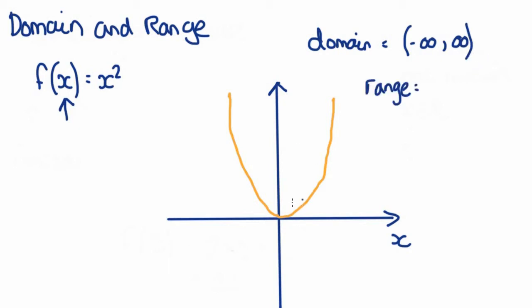So the range of this function will be the values of the output, so it will be the values of x squared. So the values x squared take are all above 0, but also including 0. So the range here will be 0 to positive infinity. Now this square bracket represents that we're including 0.